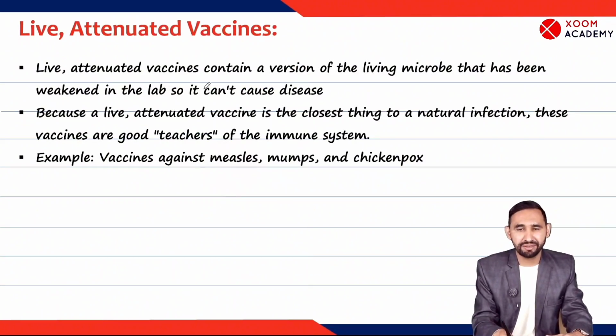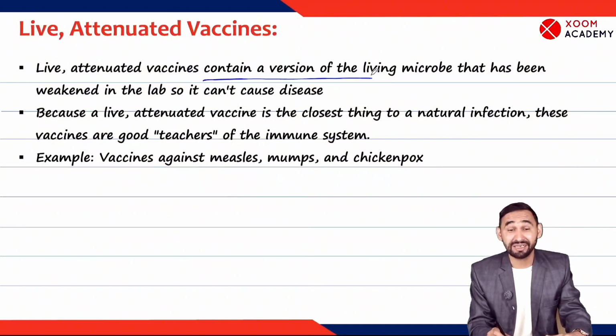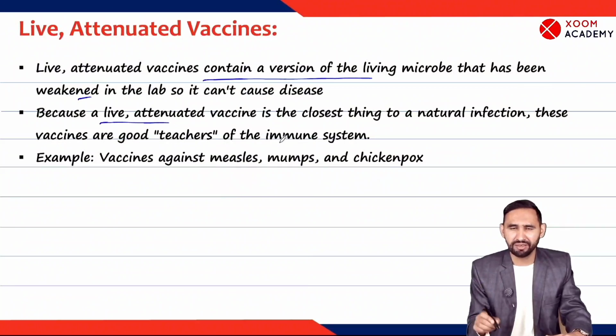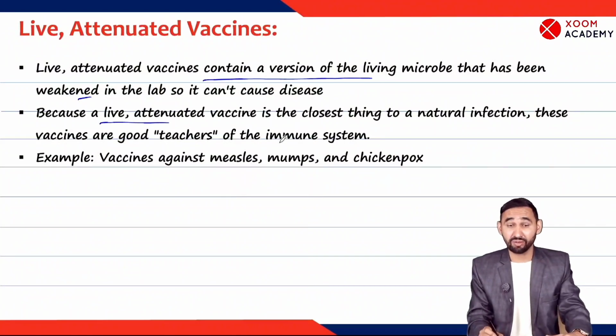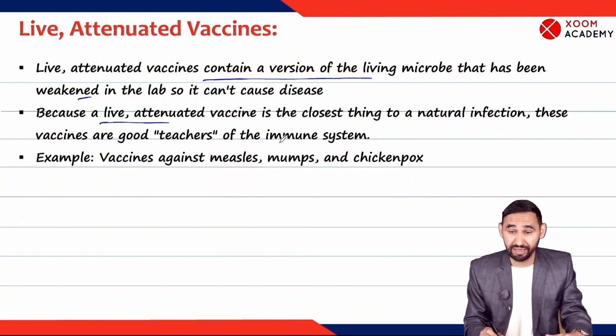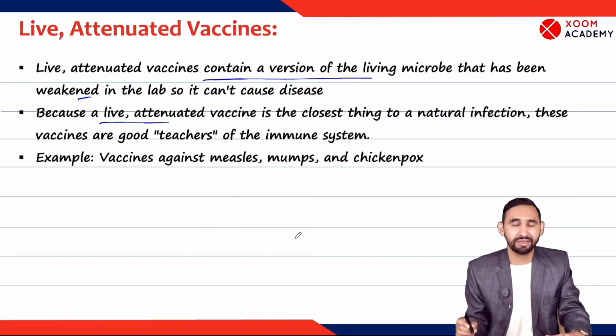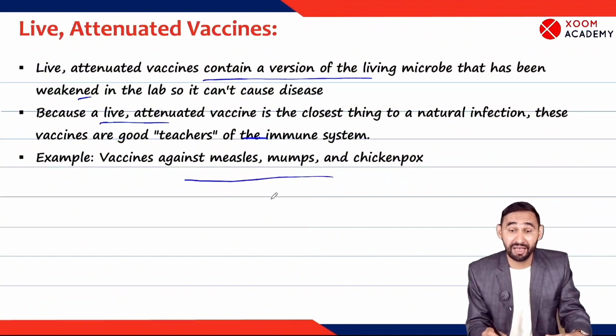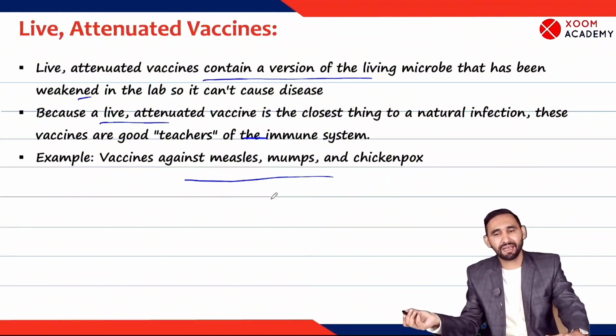Live attenuated vaccines contain a version of the living microbe, but it has been weakened. It can't cause the disease. It is a live vaccine, so it provides immunity. This is a good immunity provider, the closest thing to natural infection. So these vaccines are good to boost the immune system. What are live vaccines? It can be asked. Measles vaccine is live. Mumps vaccine is live.